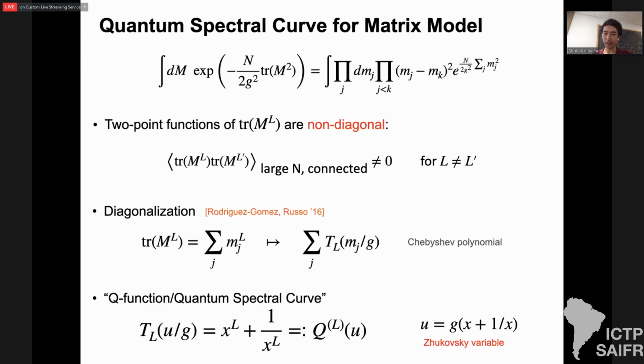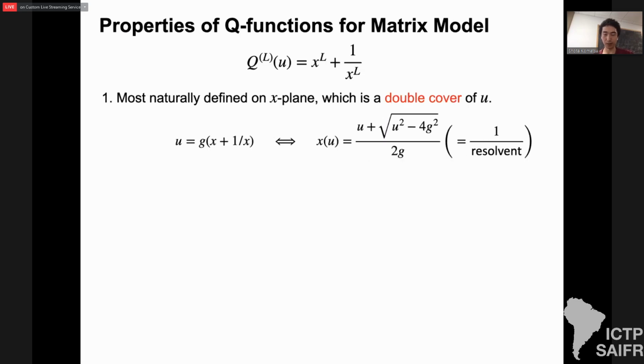So there are several nice features of this Q function for the Gaussian matrix model. First, it is most naturally defined on the x-plane, which is a double cover of u. So if you solve this equation, you get this expression. And by the way, this square root is nothing but the Wigner semicircle, which happens to be also the inverse of the resolvent.